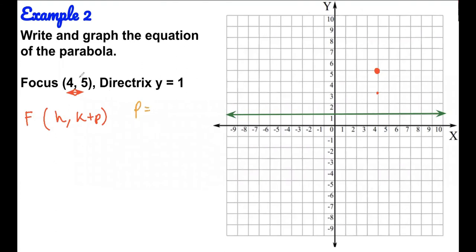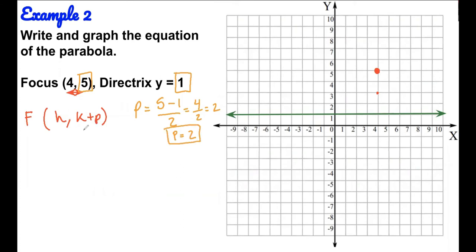P is going to be the y value in our focus minus the y value in our directrix over 2. 5 minus 1 over 2. This is 4 over 2, which is 2. In this case, P equals 2.